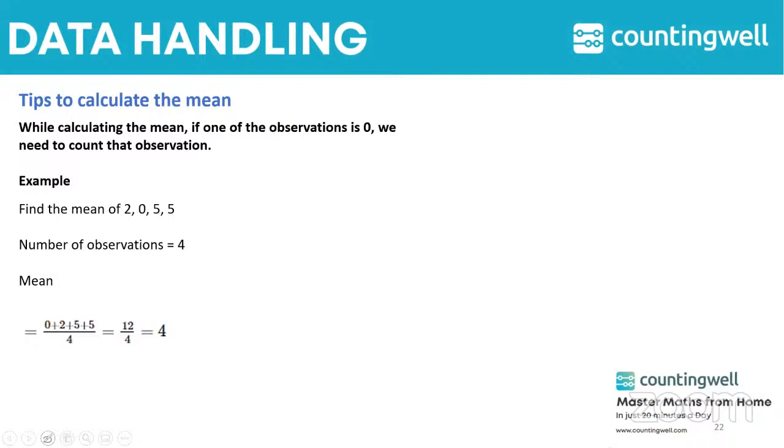Now to calculate mean, if one of the observations is 0, we need to count that observation. So you should not ignore the observation 0. Okay. Because it is also one observation. So here we have 4 observations, not 3. So when you are calculating the mean, you should write 0 plus 2 plus 5 plus 5 and not divided by 3. It should be divided by 4. So we have 12 by 4, which is 4.